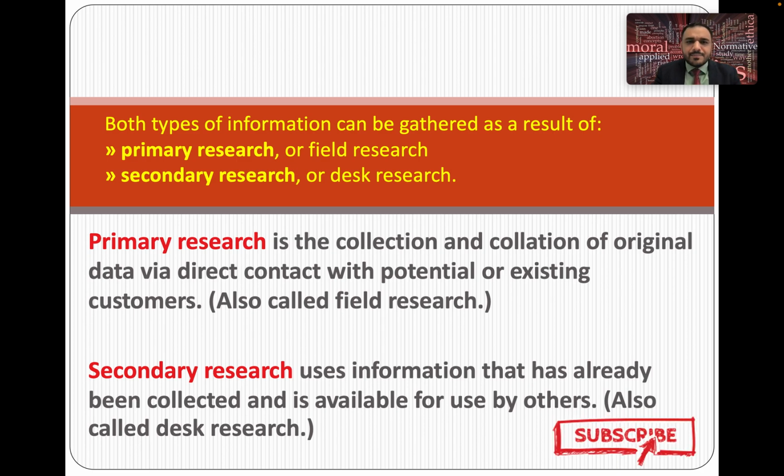After that, both types of information, qualitative and quantitative, can be gathered as a result of primary research and secondary research. Primary research is the collection of original data via direct contact with potential or existing customers. It is also called field research. Primary research is basically when you directly talk to and interact with people to find out the information. Secondary research uses information that has already been collected and is available for use by others, and it is also called desk research.